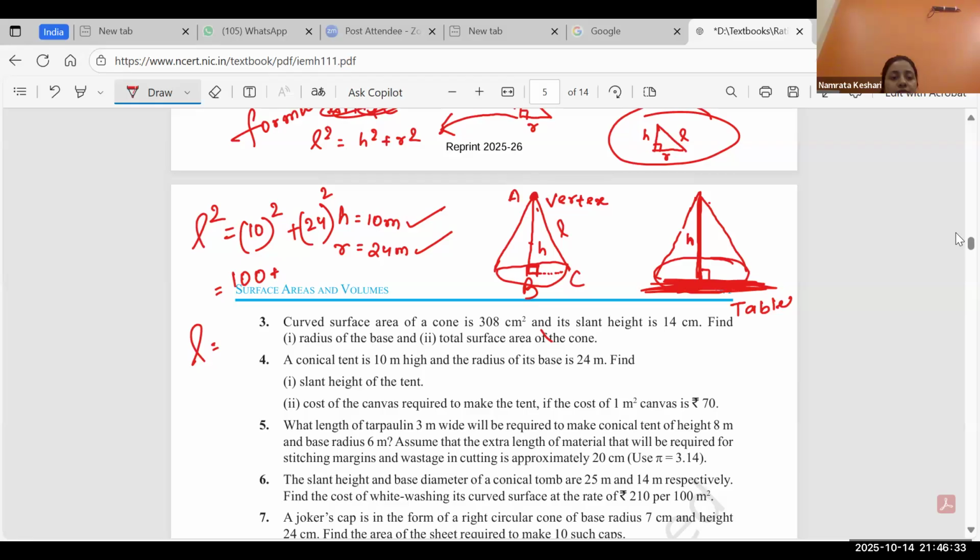Ma'am, how to calculate the L value? See, L square is equal to H square plus R square. Your H is 10, so you are dropping in 10 square plus 24 square. 10 square will be 100. 24 square you have to do manually because you are not allowed to use a calculator, right?